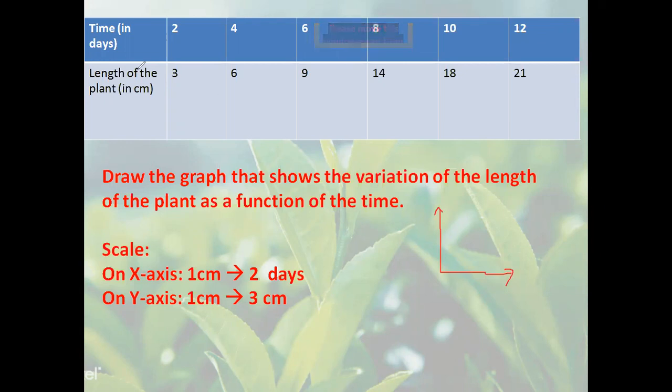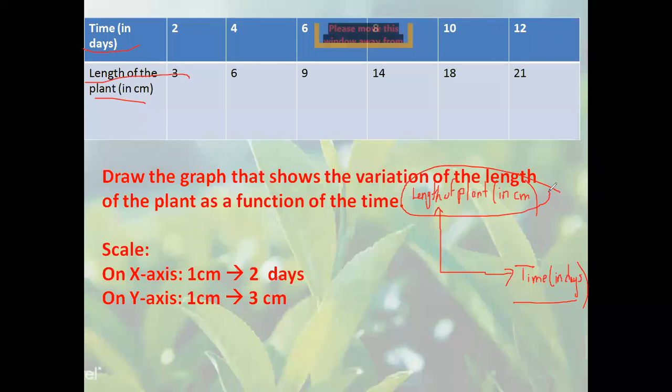So here, always the one that is found up in the table should be down on the x-axis. So here, time in days. And the one that is found down in the table, here below, length of the plant in centimeter, should be up here on the y-axis. So always I have to do like this. Always the one that is found up in the table will be down in the graph, and the one that is found down in the table should be up in the graph.